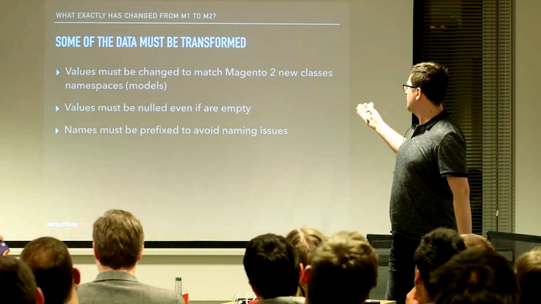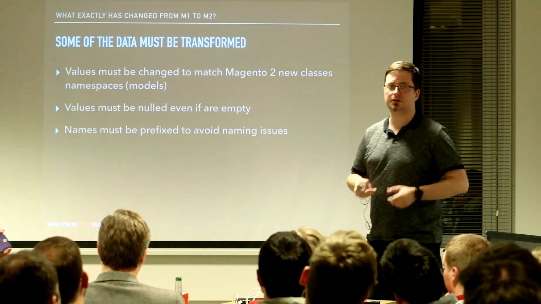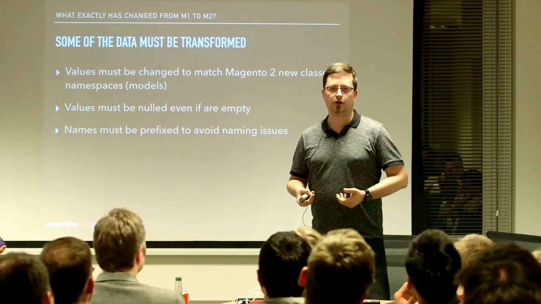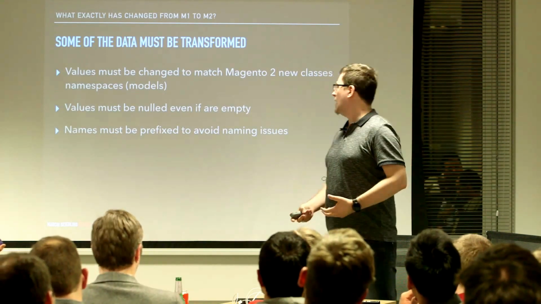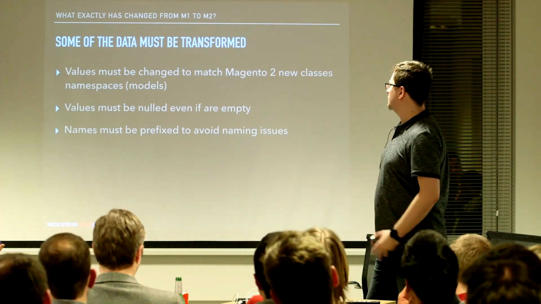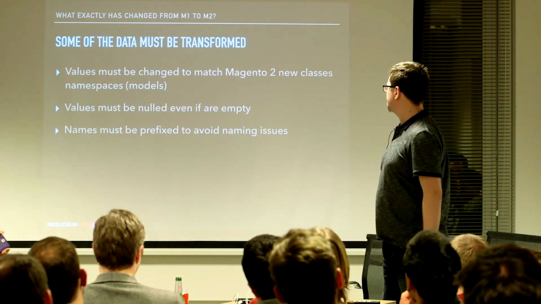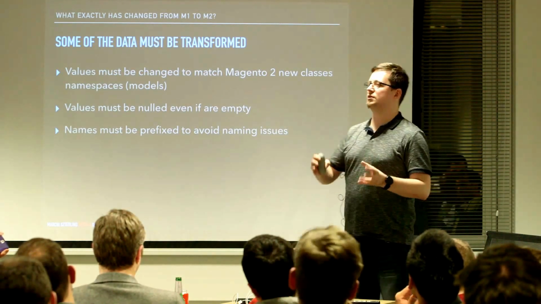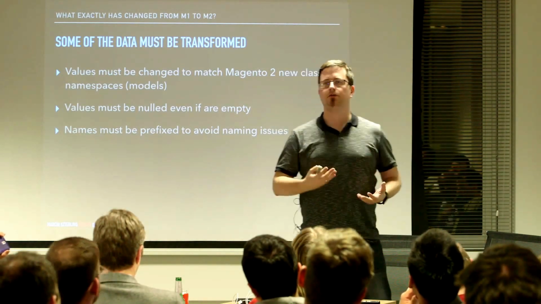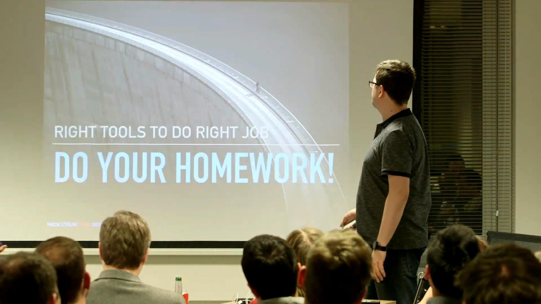For example, a simple example is the model. The new namespacing has changed. So all the models, like for example your source models or backend model for your attributes, have changed, and you need to definitely do that. There are some values which need to be nulled; even if they were empty in Magento 1, they need to be null in Magento 2. Also, when you migrate the data to the new system, there might be some clashes. So the new data needs to be prefixed, so it's not going to clash with Magento 2.